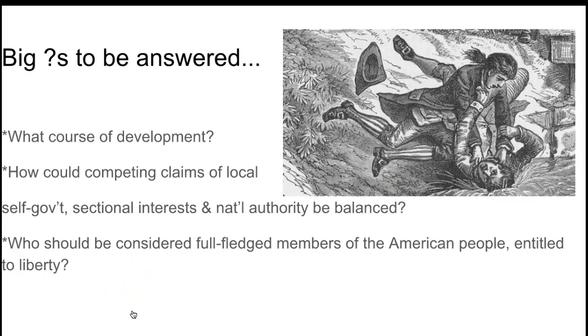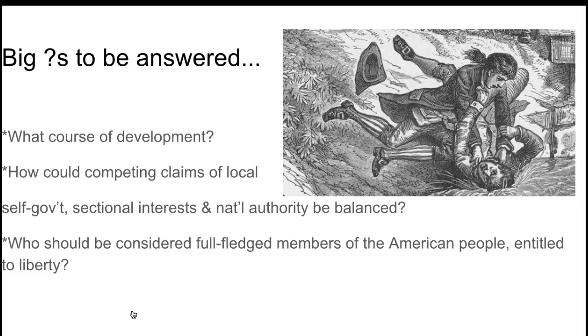So the question is, how are the states going to develop? How are they going to determine who gets what powers? The local government, the state government, the central government, which then becomes the federal government, of course. You have to always balance the sectional interest, meaning the North and the South, slave versus free states, those kinds of things. And then how is this national authority going to all balance out?